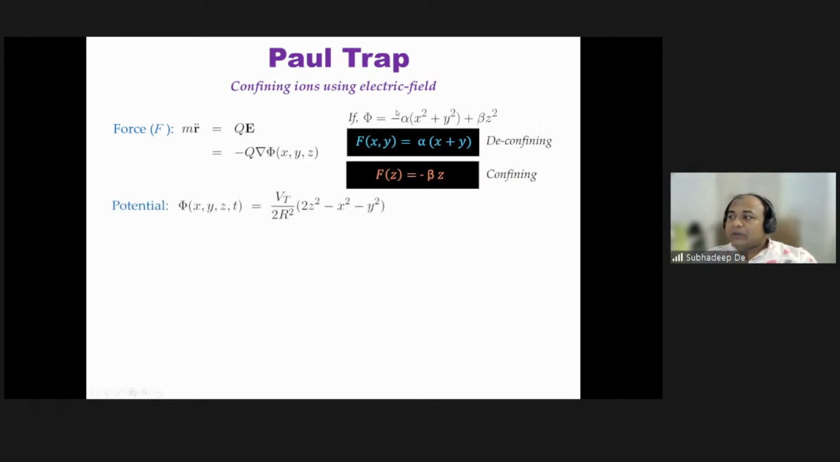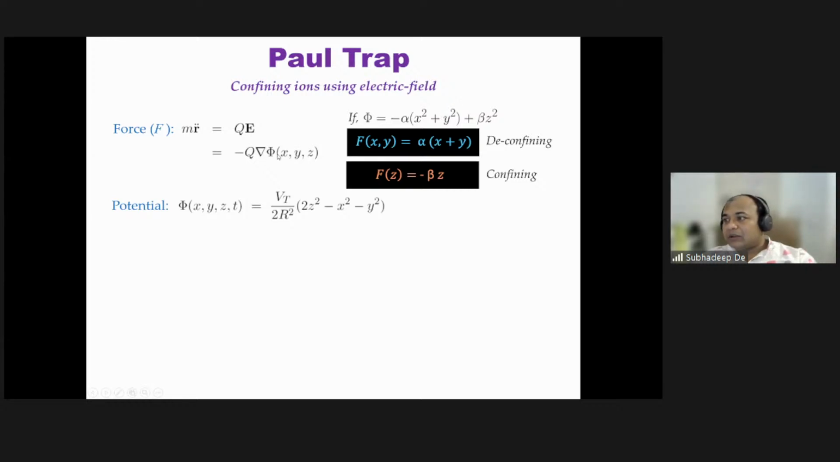Now if you take this potential to be quadratic in spatial positions, let's say a radially symmetric potential, where radial means the x and y directions, and z is the vertical axial direction. If it's radially symmetric, that means the x and y directions have the same nature of the potential. That's why it's minus alpha, where alpha is a constant, times x squared plus y squared, plus beta, another constant, times z squared. So it's a quadratic form of the potential. I will tell you why that is the case.